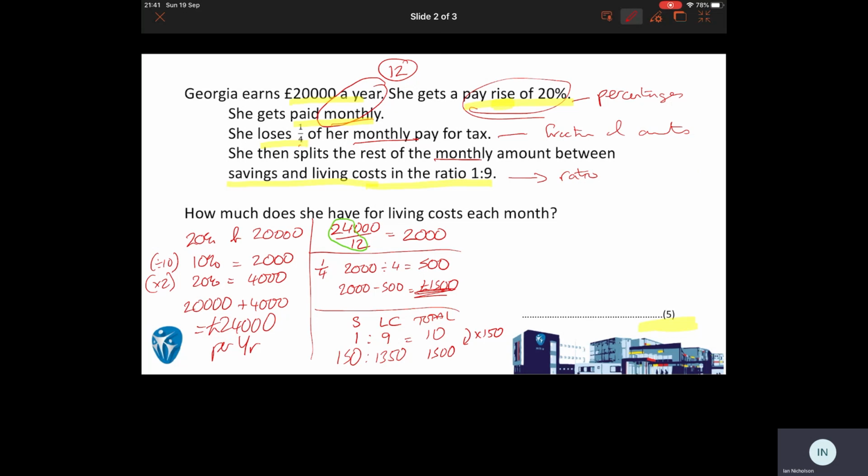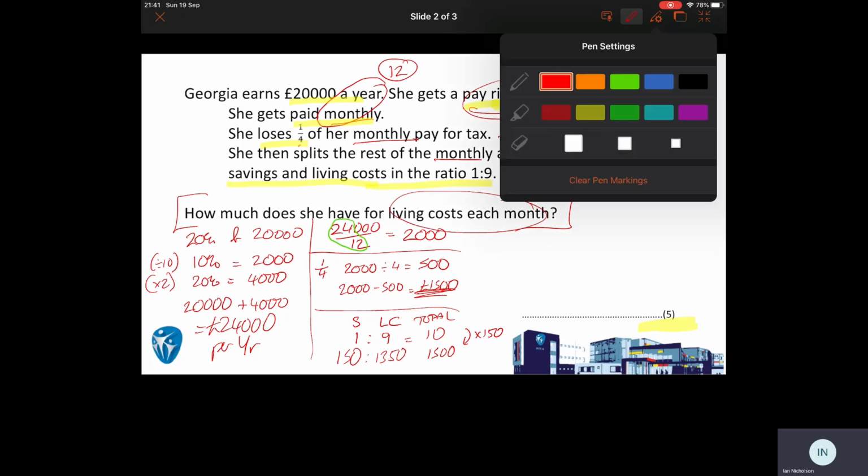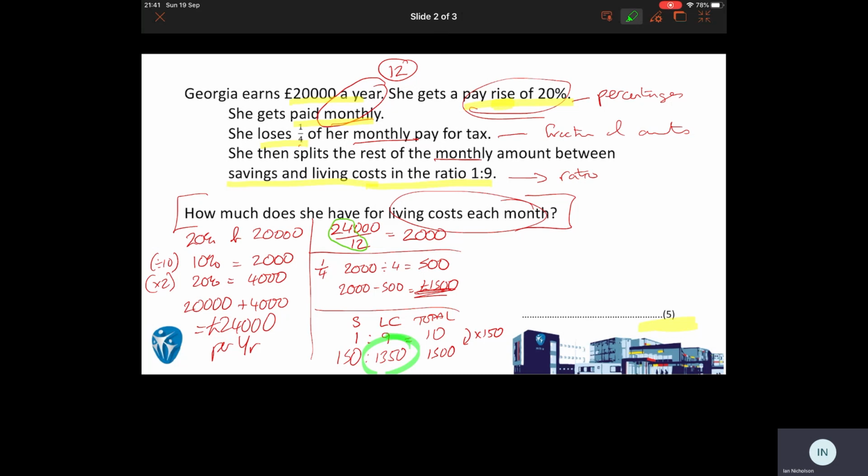So I think we've got all our working out. We've done a lot of maths. The last thing we need to do, and you'll be surprised how many don't, is actually look at what the question wants. Because people give what answer they think or what answer they've done in class. This one just wants how much she has for living costs each month. And living costs each month, it's that 1,350 there. So on the answer line, with its units, we would put £1,350 for all 5 marks.